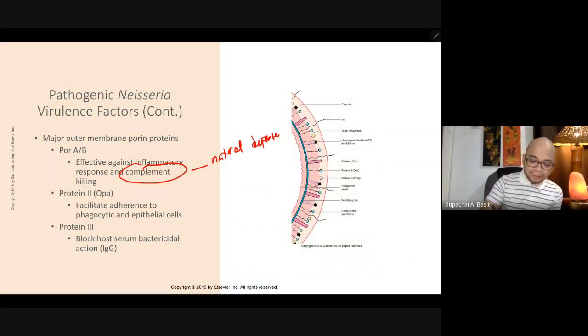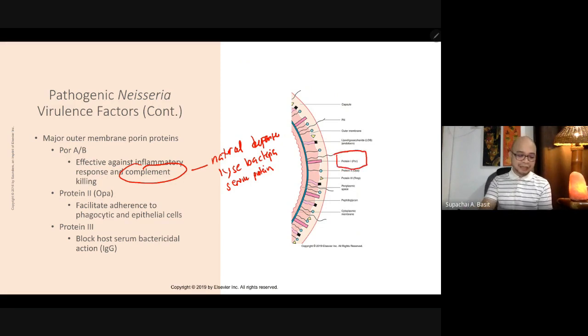The purpose of complement is to lyse bacteria. So it is actually a serum protein. But because of the 4A and 4B, this particular protein, the efficacy of complement will be useless.